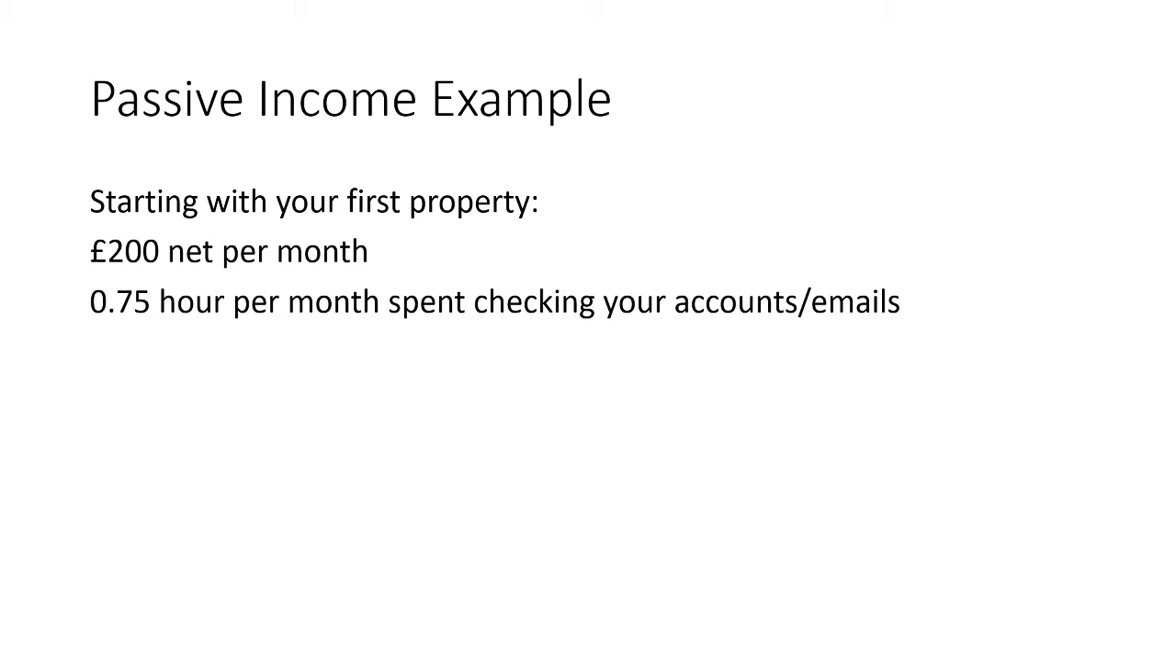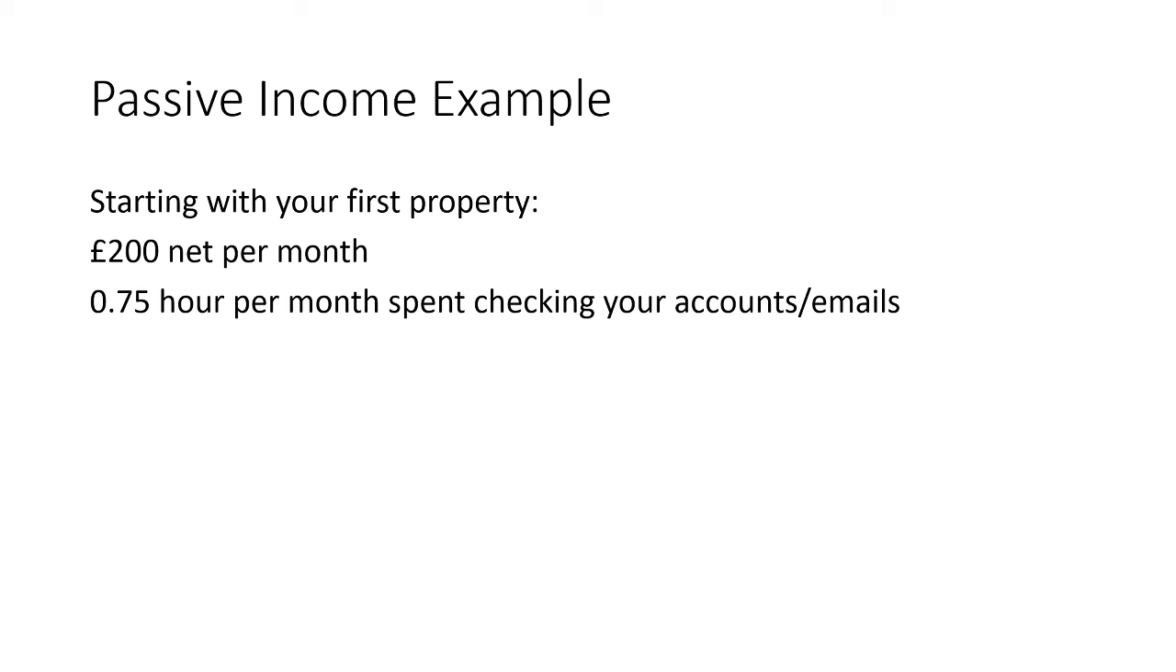In this example, we are just going to pretend that you've got your first property. And these are realistic figures anyway. So let's say you get your first property and you get gross monthly income, but you have to pay your mortgage, your letting agent fees, etc., and their commissions. So in this case, you get 200 net per month, but every month you spend three quarters of an hour doing administration things like checking your bank accounts and checking you got paid, checking your statements and responding to emails from your letting agents.